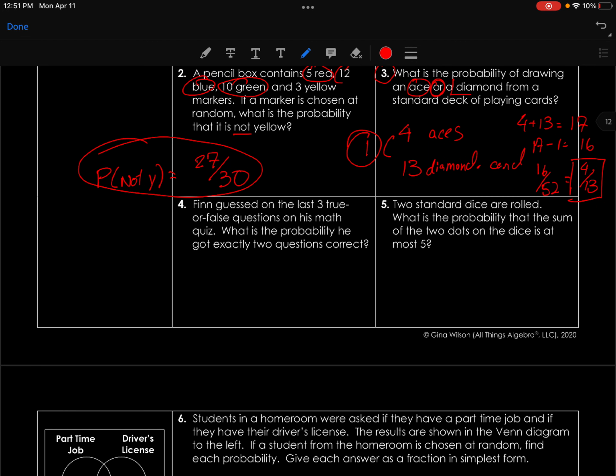Number 4. Finn guessed on the last 3 true or false questions on his math quiz.